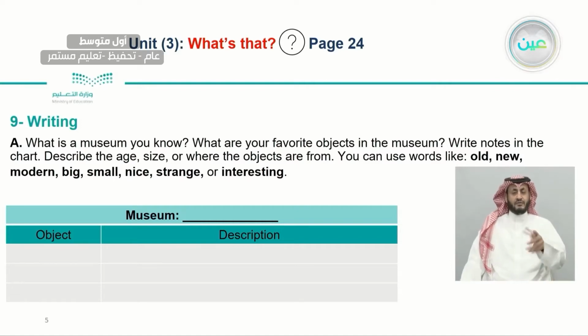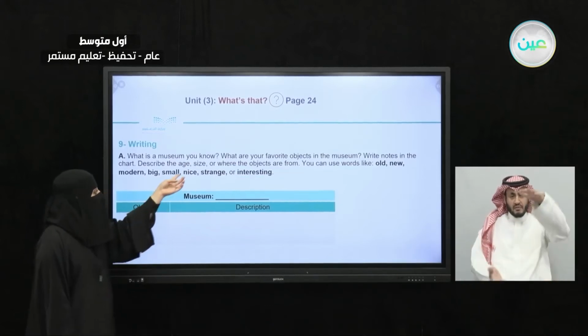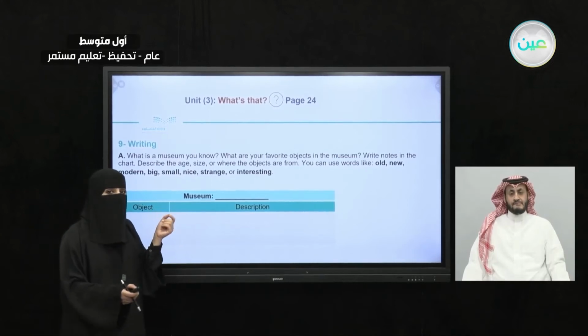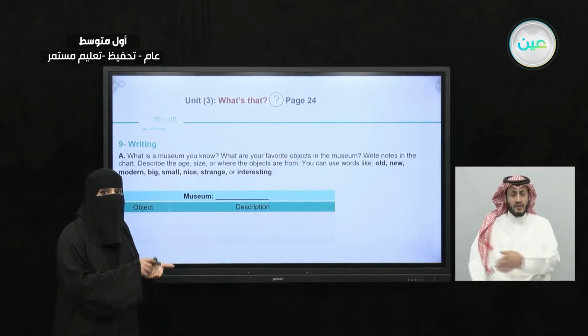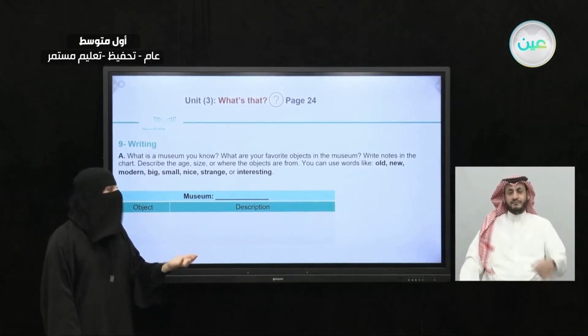Write it down, okay? Then write notes in the chart right here, describe the age, size, or where the objects are from. Age, how old? Is it like 30 years? Is it 100 years? The size, is it small, big, huge, enormous? What do you think? How can you describe it? Help me, the reader, who is going to read what you're writing, to imagine and visualize what you are describing.